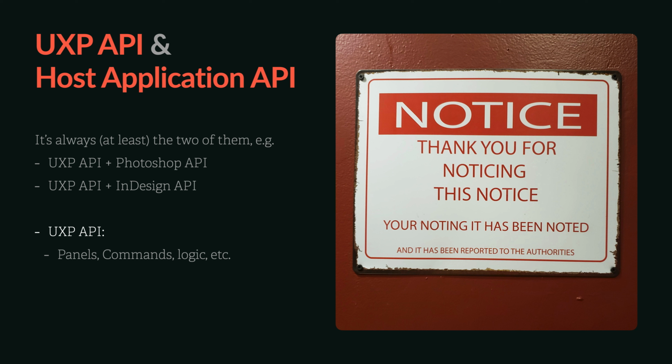UXP API is related to the panels within this plugin, the various commands, the logic, the elements, the buttons, the sliders, the fact that when you move a slider at some point, something else changes in the panel. This is the UXP API, right? Instead, the hook with the host application, Photoshop, the scripting, are going to be the host application API, the Photoshop API, the special features. For instance, the recently introduced imaging API. All those are part of the host app API.